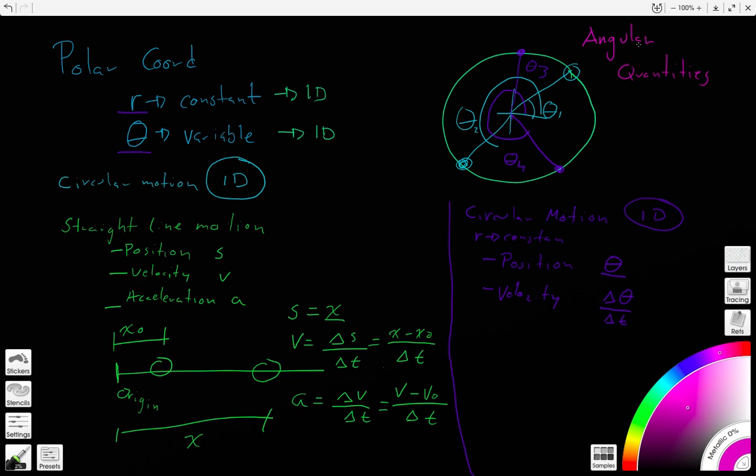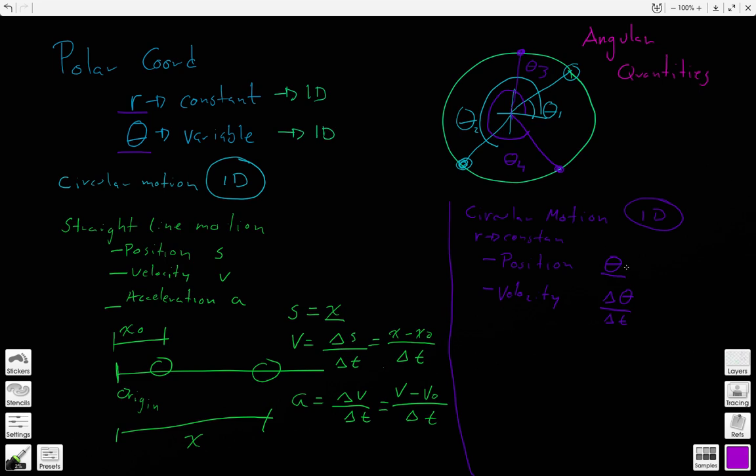Okay, angular quantities. They're called angular quantities because they relate to the angle. So in this case, our velocity is my change in angle, so change in position over a change in time. This is called angular velocity. Angular velocity is described by this letter omega.